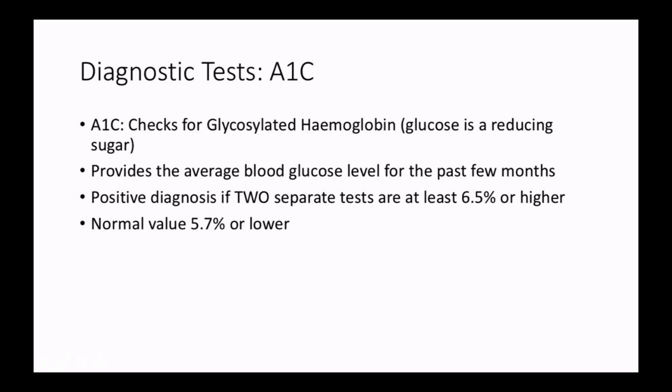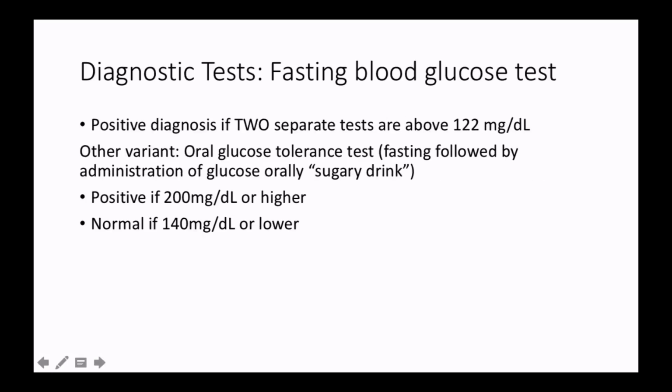Usually, though, it's a normal value if it's 5.7% or lower. So anything between 5.7 and 6.5, that would mean that you are at risk for diabetes, but you don't actually have diabetes unless it is 6.5% or higher. The other one that we'll do is called a fasting blood glucose test. And this gives us a positive diagnosis, again, on two separate tests if they are above 122 milligrams per deciliter.